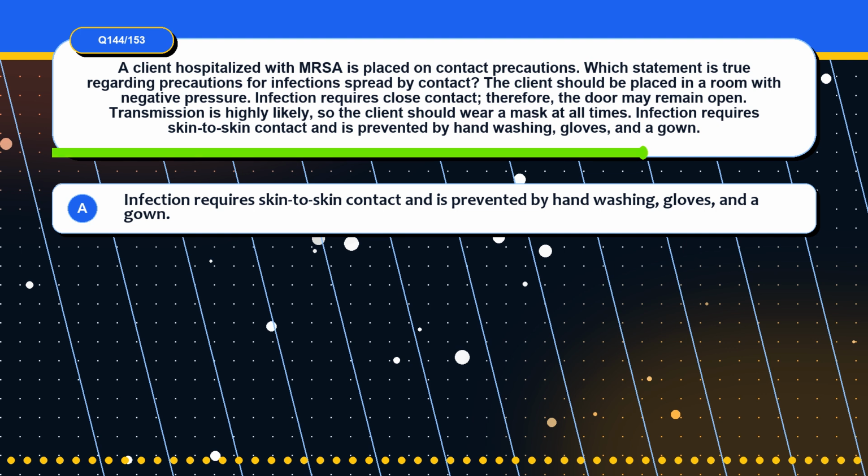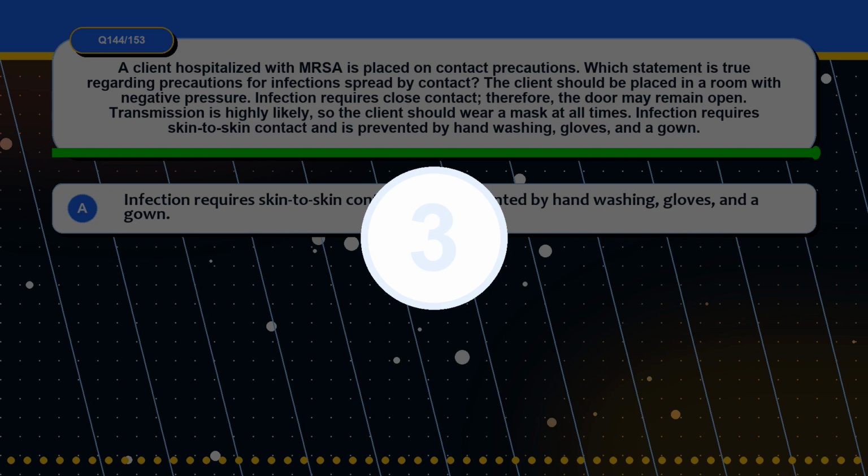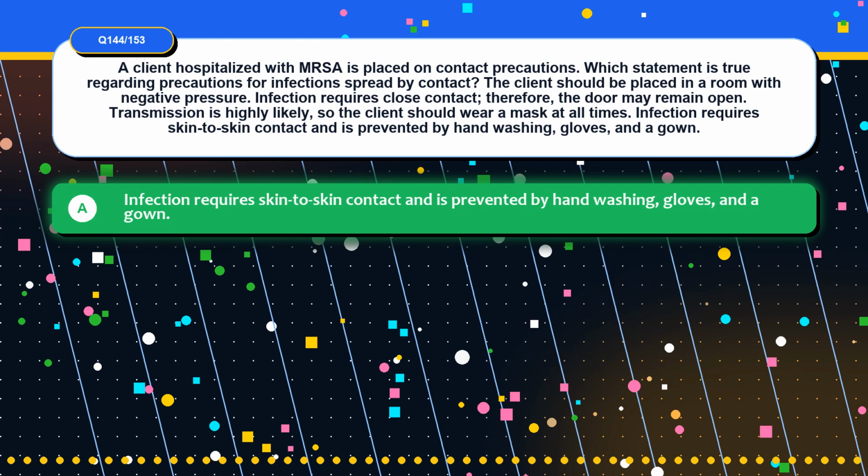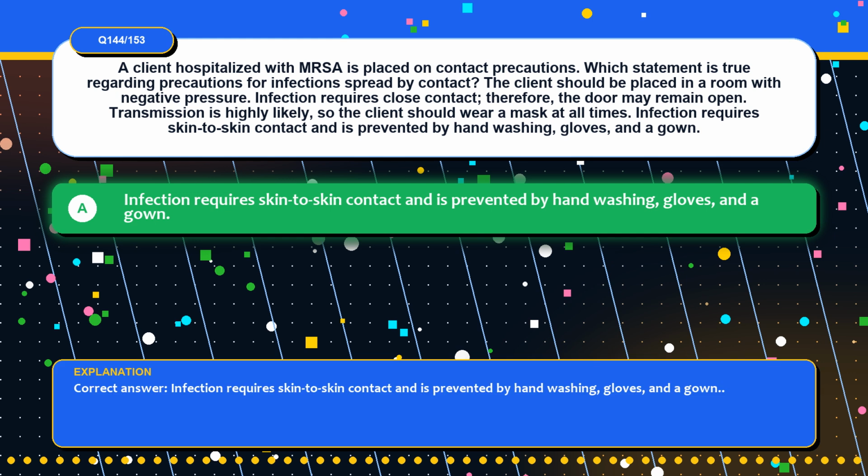Here are the options. Option A. Infection requires skin-to-skin contact and is prevented by hand washing, gloves, and a gown. The correct answer is option A. Correct answer. Infection requires skin-to-skin contact and is prevented by hand washing, gloves, and a gown.